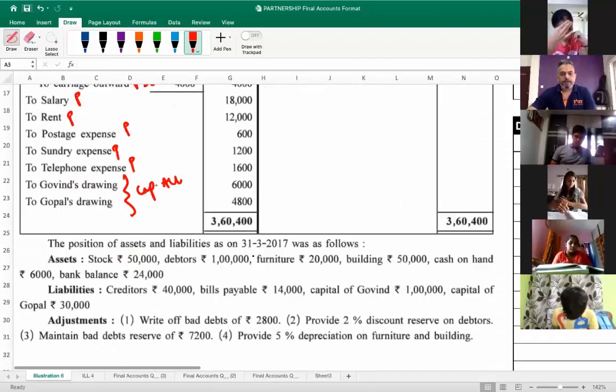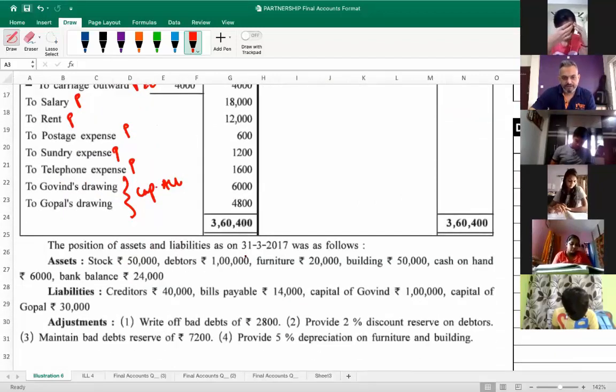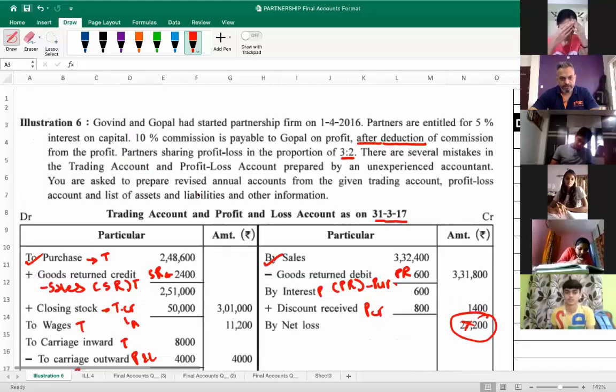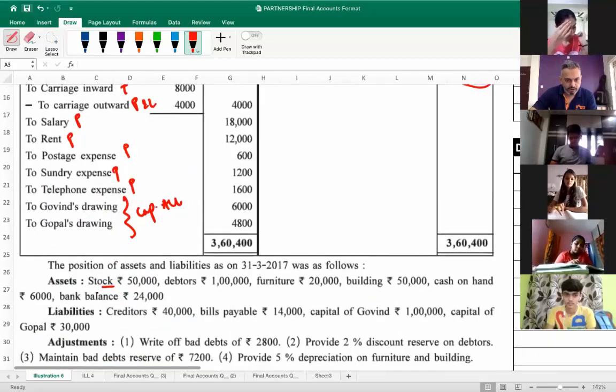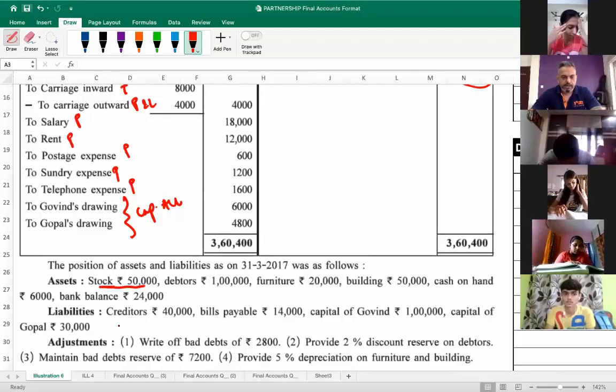Now position of assets and liabilities as on 31st March 2017. Now closing stock 50,000, already you know closing stock is 50,000, तो असेट में ऑलरेडी इंक्लूडेड है, तो नॉट टू वरी, we will write this. Debtors 1 lakh, furniture 20,000, building 50,000, cash on hand 6,000, bank balance 24,000. Liabilities, creditors, bills payable, capital of Govind and capital of Gopal.